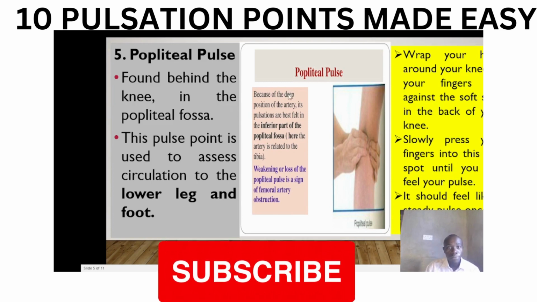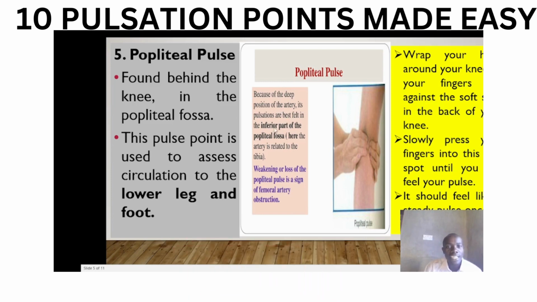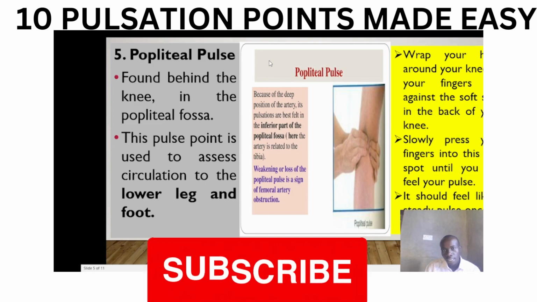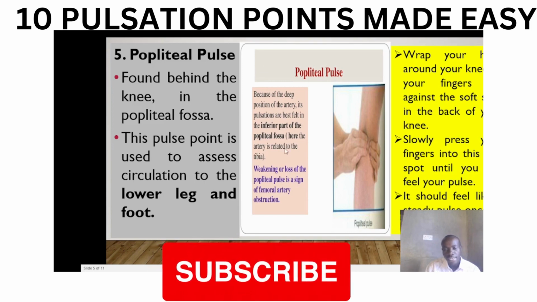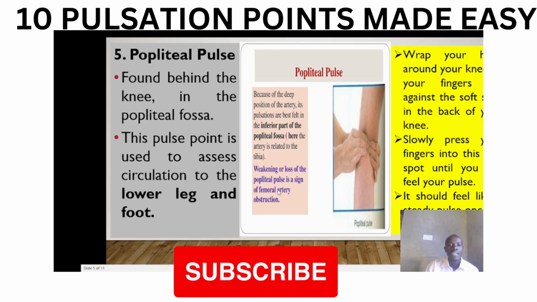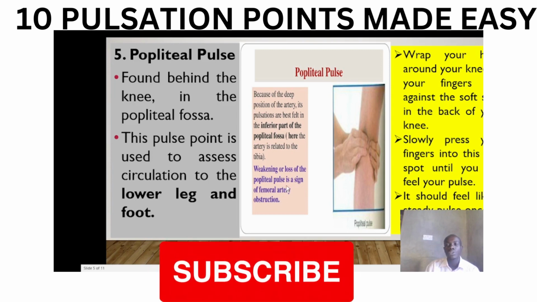Okay, so because of the deep position of this artery, its pulsations are best felt in the inferior part of the popliteal fossa. So here the artery is located to the tibia side. Remember, we are moving from the femur, that's the thigh bone, to the tibia, that's the main leg bone. Okay, and the fibula. So weakening or loss of the popliteal pulse is a sign of femoral artery obstruction, and I will keep this in memory, guys.